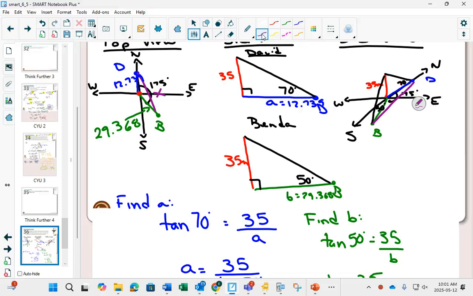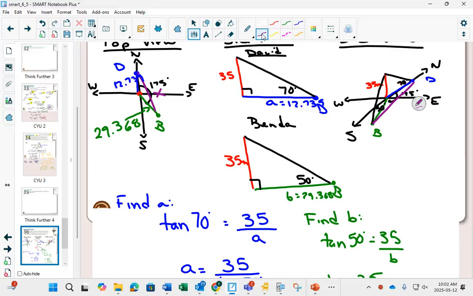But now in my top view, I have a triangle that's not 90 degrees, that has 3 pieces of information. And it happens to be side angle side. So I look at that triangle, it's not a 90-degree triangle. I cannot use SOHCAHTOA to solve for x.